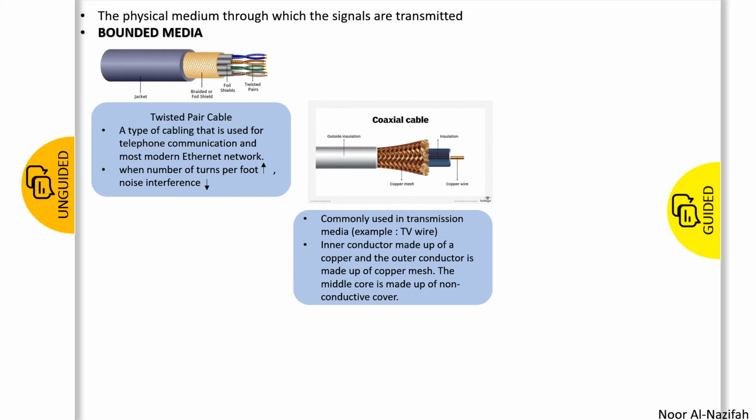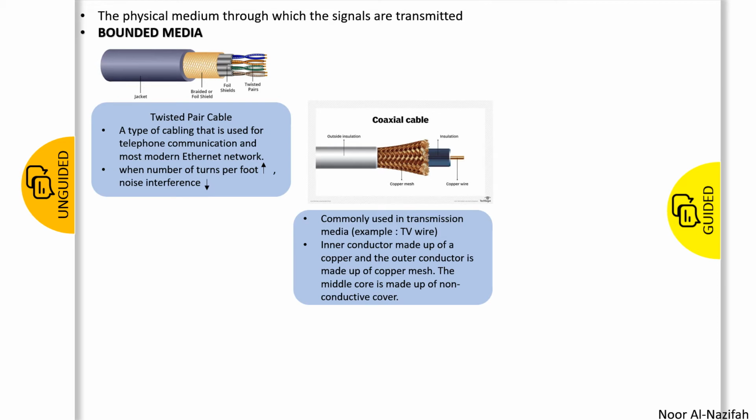It has a higher frequency as compared to twisted pair cable. Inner conductor made up of copper and outer conductor is made up of copper mesh. The middle core is made up of non-conductive cover that separates the inner conductor from the outer conductor. Middle core is responsible for data transferring, whereas the copper mesh prevents from the electromagnetic interference.